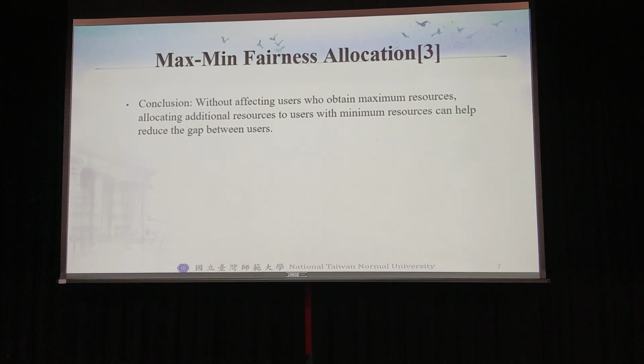Next, I will introduce max-min fairness allocation. First, I will talk about the conclusion: without affecting users who have the maximum resource, allocating additional resource to users with minimum resource can help reduce the gap between the users.